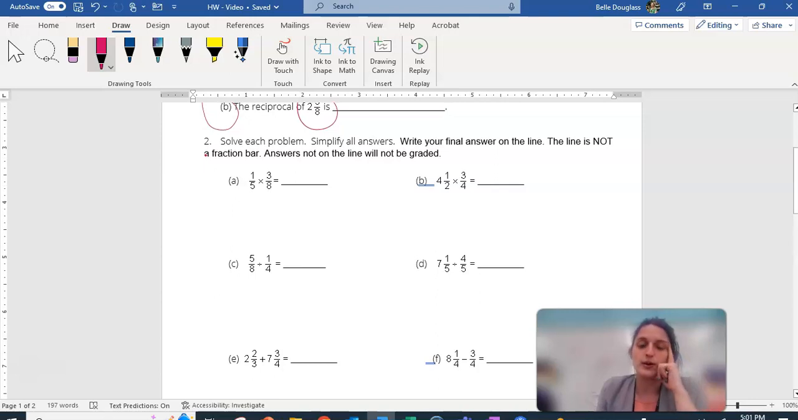All right, when we multiply fractions, we multiply straight across. When it's a mixed number, you first want to change it: 2 times 4 is 8, plus 1 is 9 halves, and then you can multiply straight across. Keep in mind that I'm looking for simplified final answers.